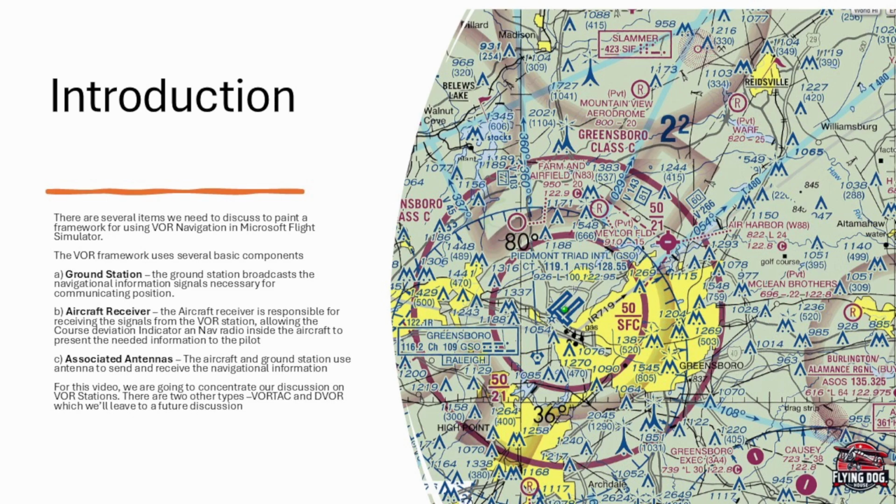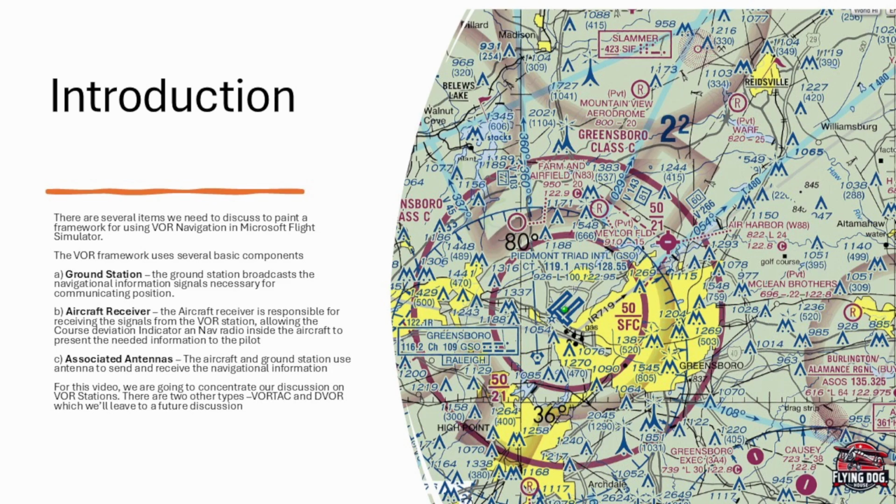And then you also have the Course Deviation Indicator to translate the information it's receiving into meaningful information for the pilot. Are you to the left of your intended course to the VOR? Are you to the right? Are you dead on track? Are you approaching the VOR? Or are you moving away from it? All of those things are happening on that Course Deviation Indicator instrument. The last piece of kit you need is antennas. There's an antenna on the aircraft and also on the ground doing the broadcast.